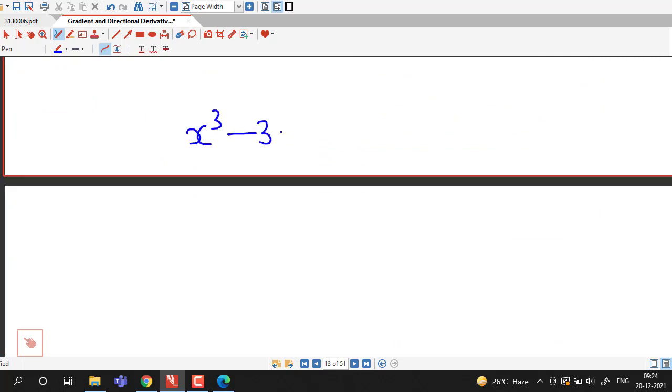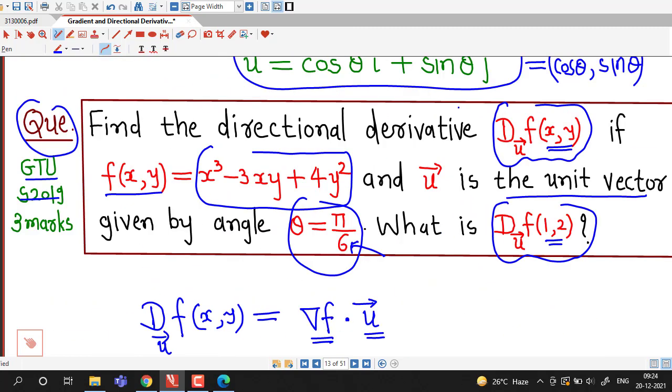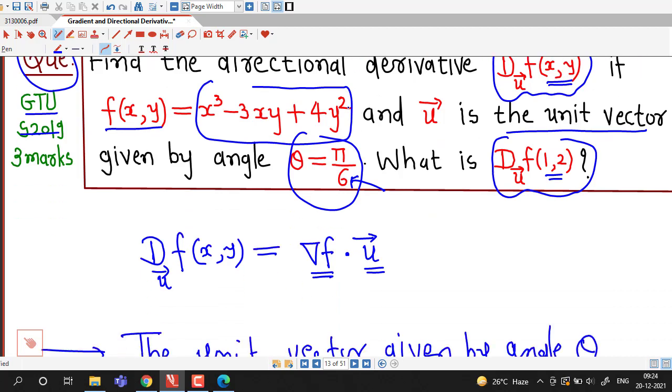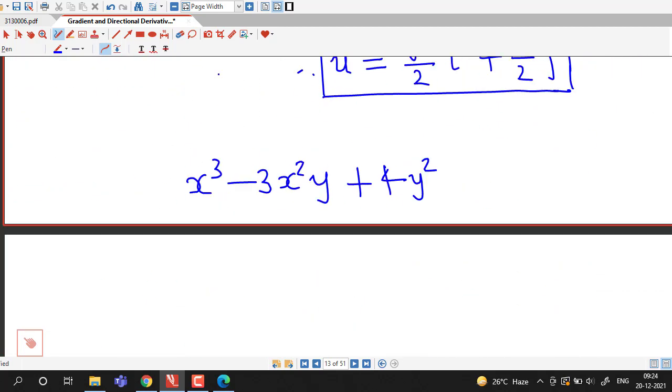x cube minus 3x square y plus 4y square. Let me check again. It is x cube minus 3xy plus 4y square. It is 3xy. So first I write down the given scalar function and I have to find the partial derivatives with respect to x and y.